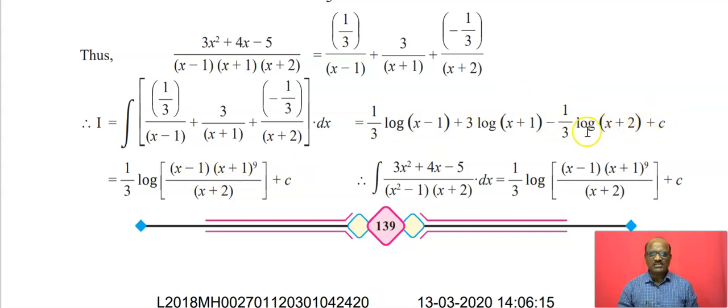And what about the last? It's a minus sign. It will be divided by x plus 2, plus c. And in this way, we get the answer. That is 1 by 3 log of (x minus 1) into (x plus 1) bracket to the power 9 upon x plus 2, plus c.